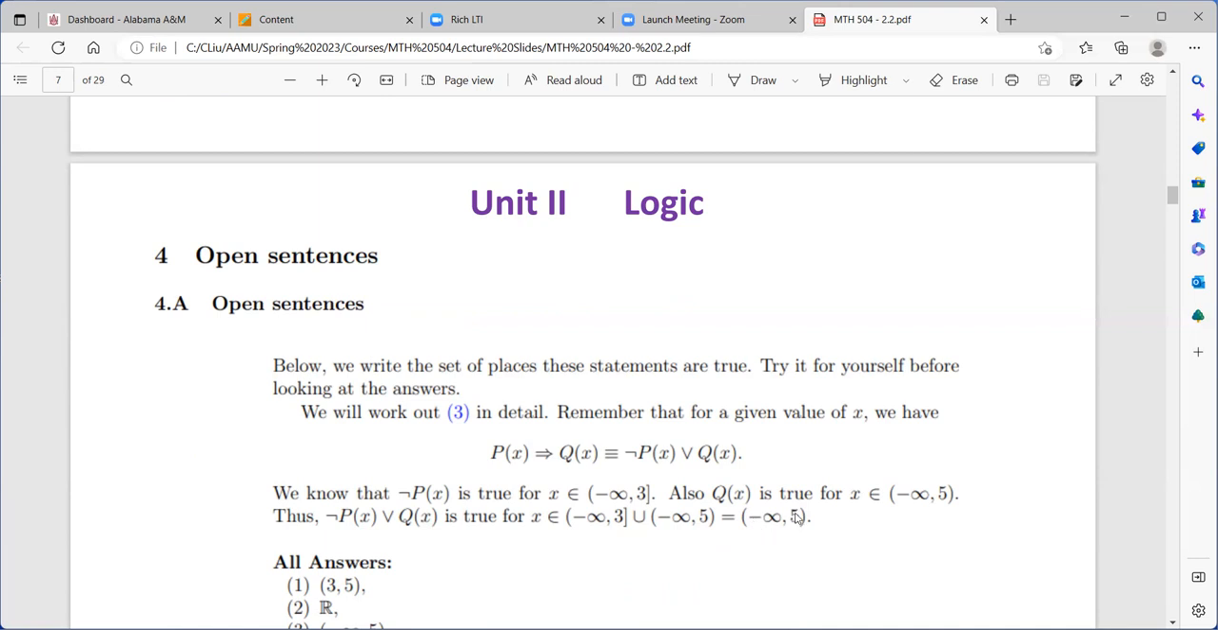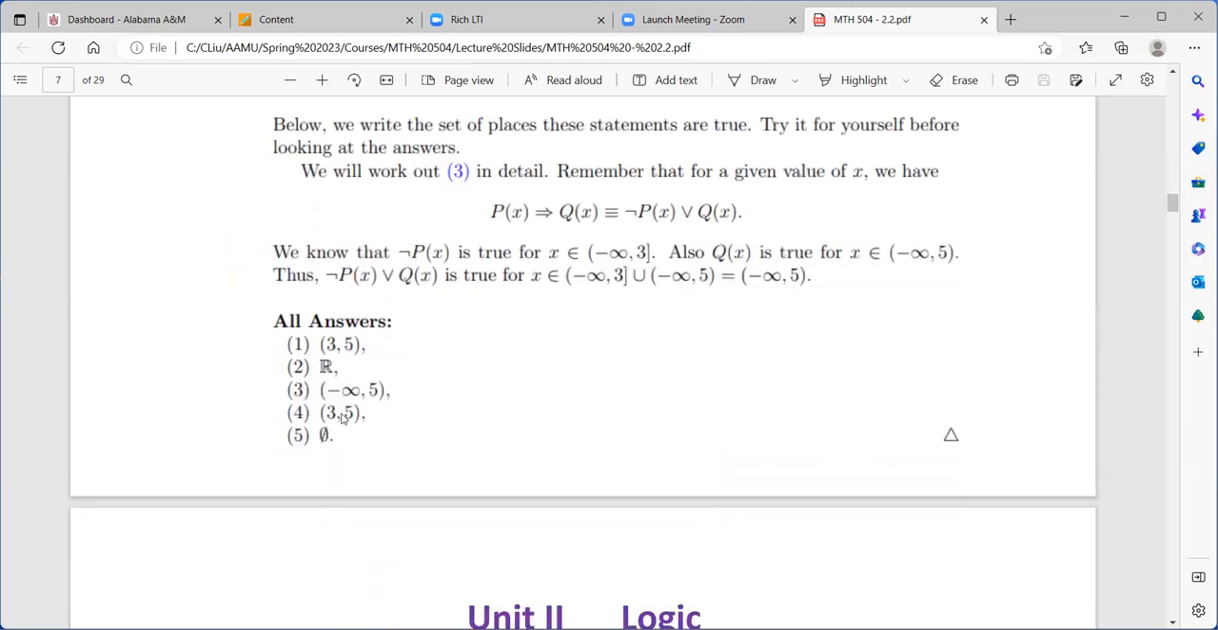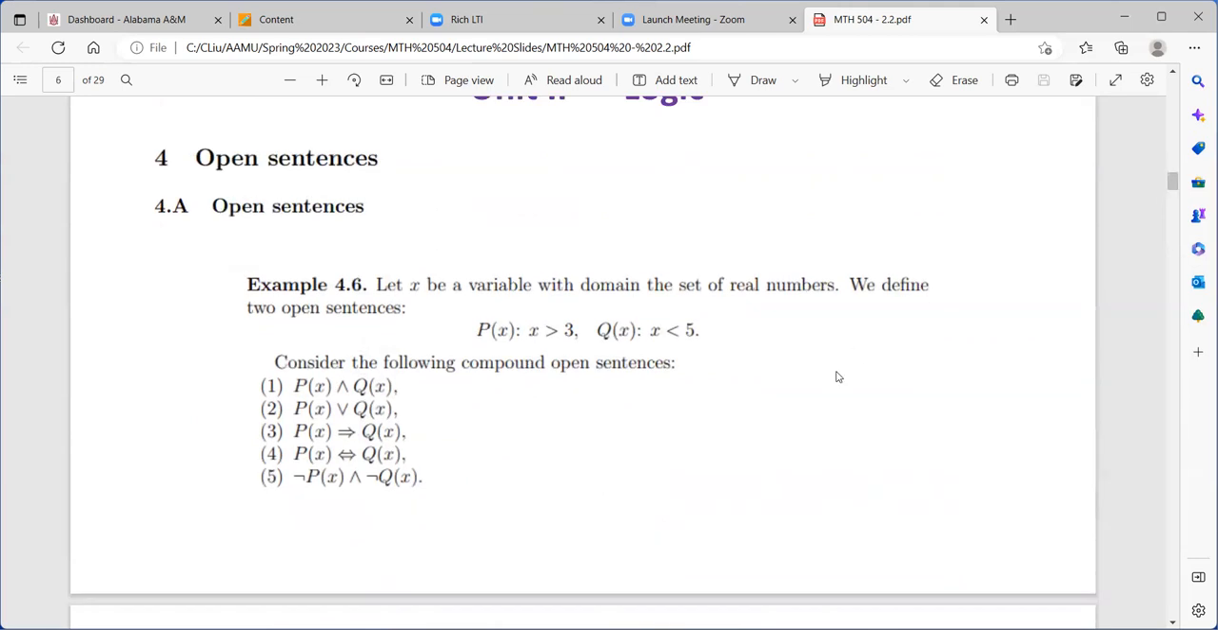Then the compound conditional open statement is true, but from Q to P, then x must be greater than 3 for the compound statement to be true. So if you take the intersection for those two, from -infinity to 5 and from 3 to +infinity, then the intersection is just from 3 to 5. So that's why number 4 is from 3 to 5, not including 3 and 5. Okay, obviously.